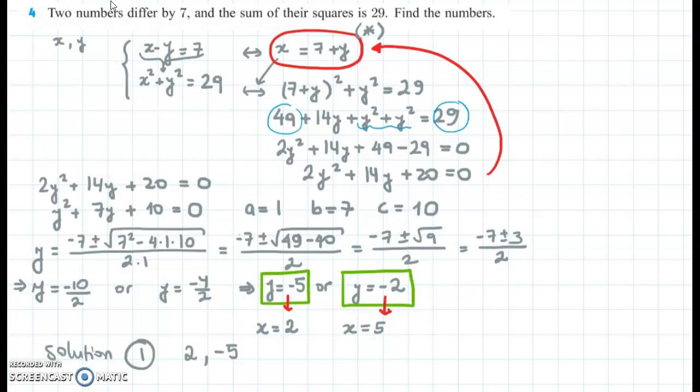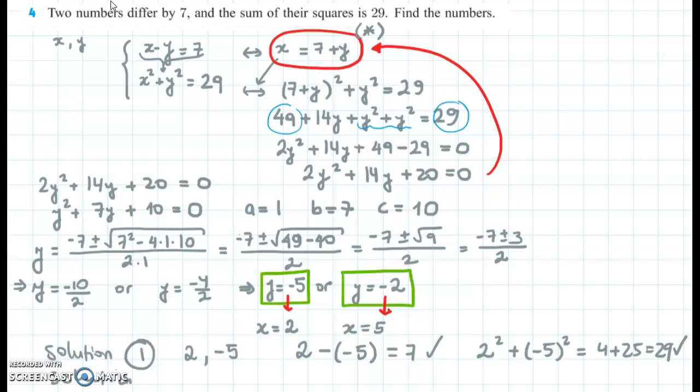So let's check that this makes sense. So we'll have 2 minus negative 5. We are saying that the two numbers differ by 7. This is equal to 7, so this is correct. Then we need to check that the sum of the squares is what we want as well. So we need to do 2 squared plus negative 5 squared. That's 4 plus 25, which is 29. So this condition is also verified.